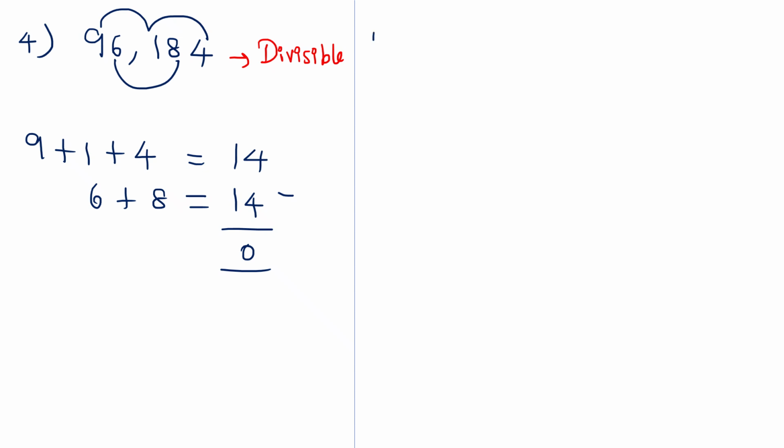So now let's take another example here. 7514. Now try to pick up the alternative numbers. What are the alternative numbers? I'm going to pick 7 and 1. Only these two are alternative numbers. 5 and 4, only these two are the other alternative numbers.